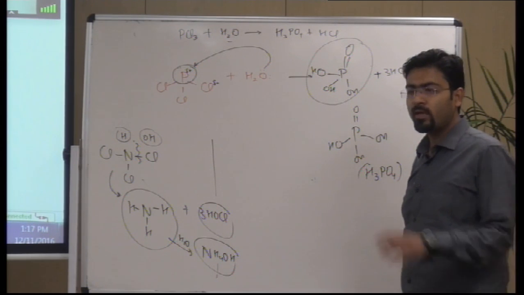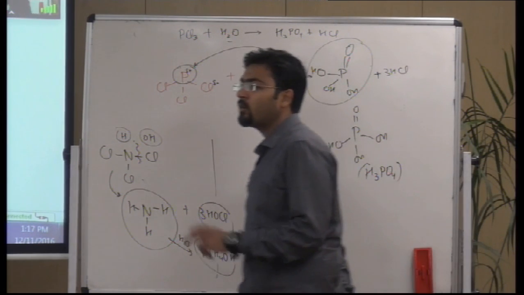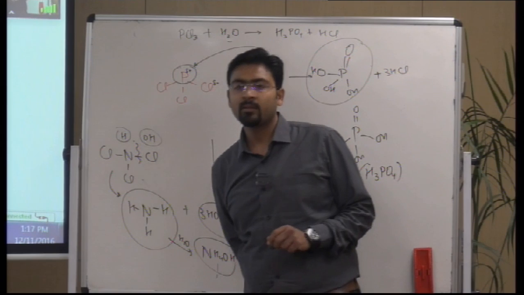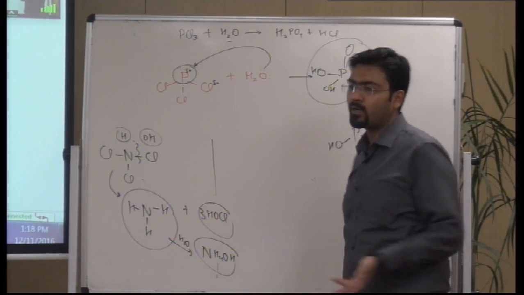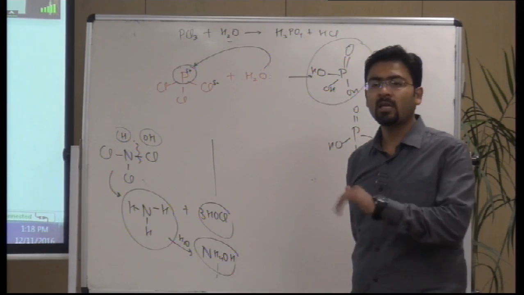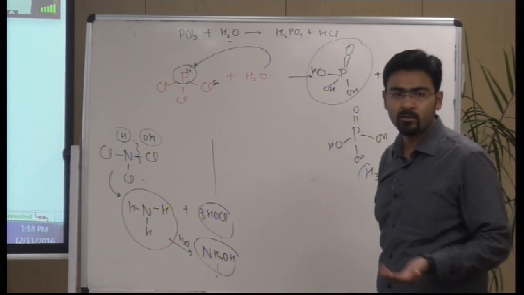You can also link the concept to the unavailability of d orbital on the nitrogen atom, right? Because nitrogen does not have a vacant d orbital, oxygen could not attack on the nitrogen atom. So that's another added reason, and you can remember it this way.